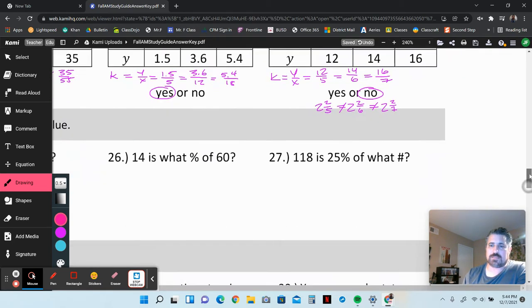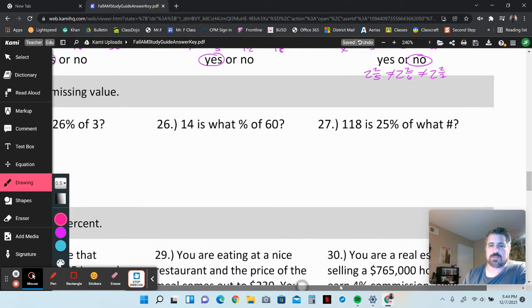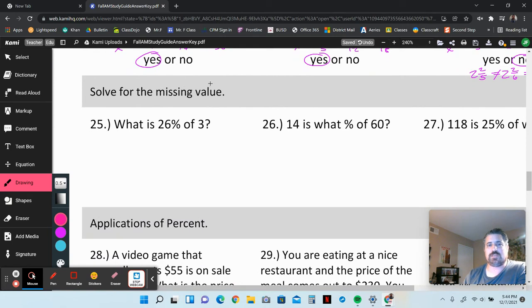Let's take a look at the next set of problems here. It says solve for the missing value. So in this case, you have lots of choices about how you want to set this problem up. I'm going to show you guys how to set it up in 2 ways. So the first one is direct translation. So y equals kx, basically, right? So the y equals kx for this one would be y is equal to, because what is the unknown? Is equals 26%, 0.26, and then of means multiply and then times 3. So you can literally just solve this by just multiplying 0.26 times 3.